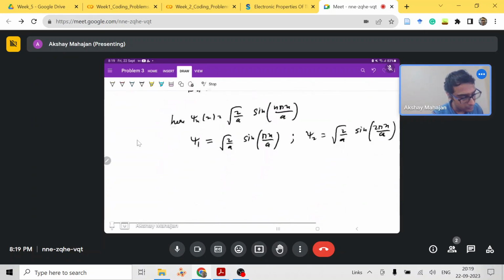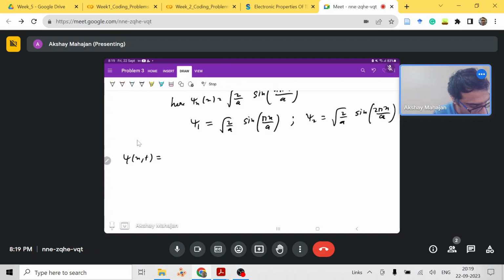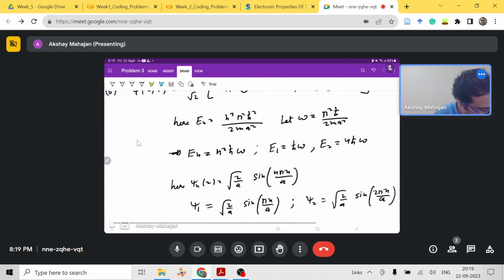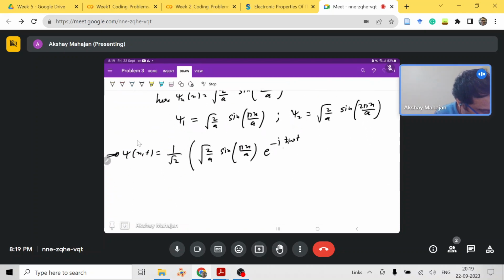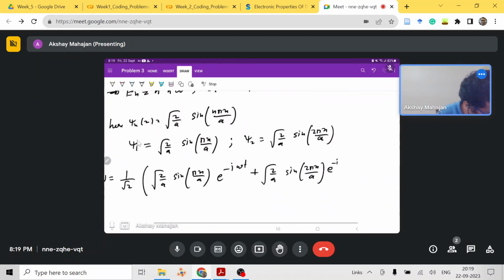Right? So this implies our ψ(x,t) will be equal to 1 by root 2 times root 2 by a sin(πx/a) times e to the power minus iota E1 t by ħ, where E1 is ħω, so it will be just e to the power minus iota ωt, plus under root of 2 by a sin(2πx/a) e to the power minus iota, it is 4ωt. Okay, it will be 4ωt.